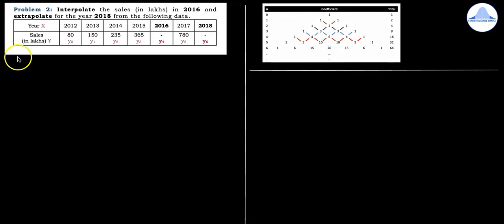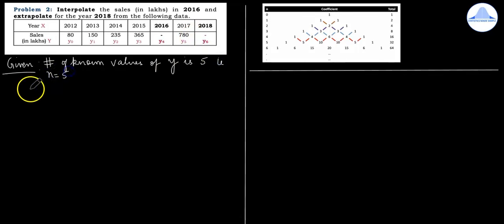So what is the first step? The first step is to find out how many values of Y are known. So write given number of known values of Y. So in this case it is 5. So 1, 2, 3, 4 and 5. So that is n is equal to 5.